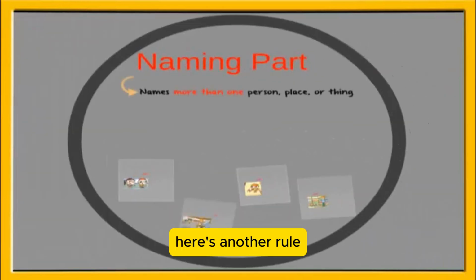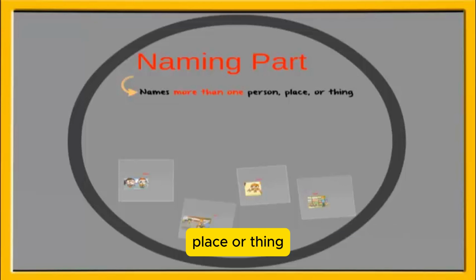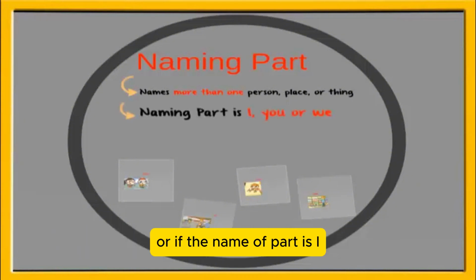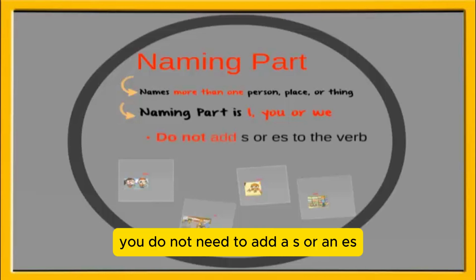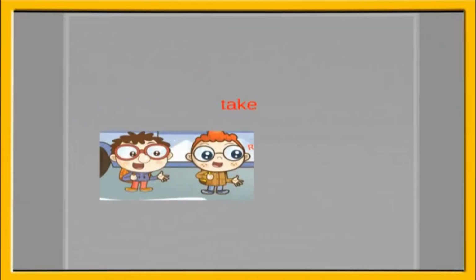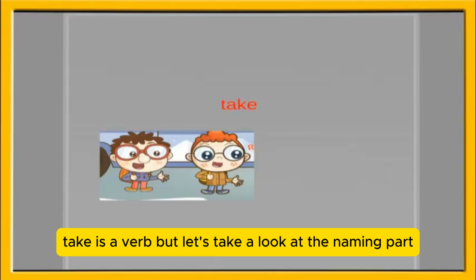Here's another rule. If the naming part names more than one person, place, or thing, or if the naming part is third person plural, or if the naming part is I, you, or we, you do not need to add an S or an ES to the end of the verb. Here's what I mean. We have the action word take. Take is a verb.